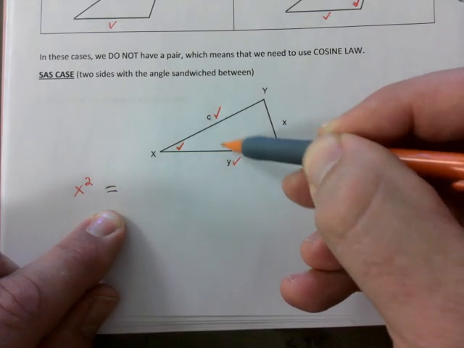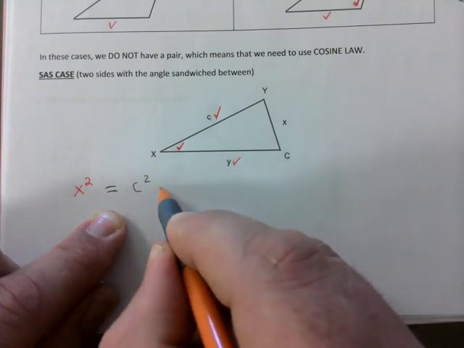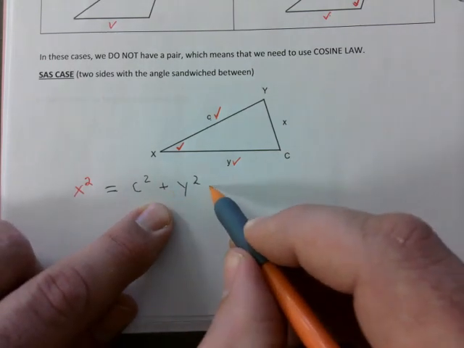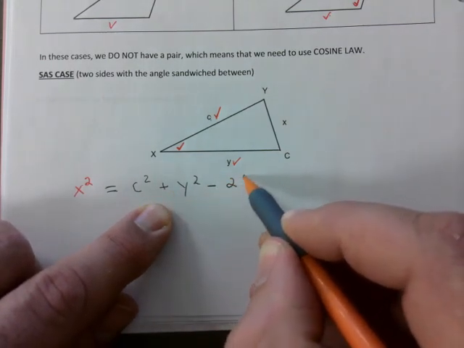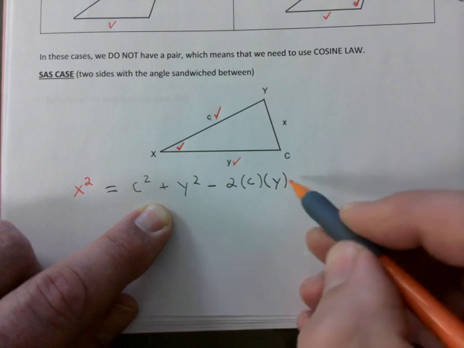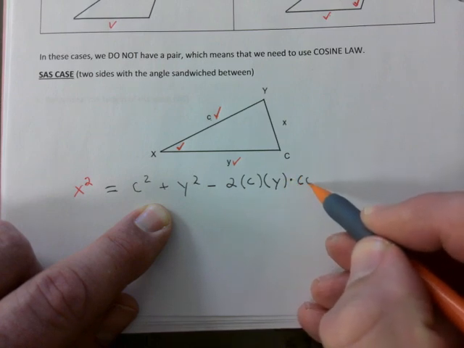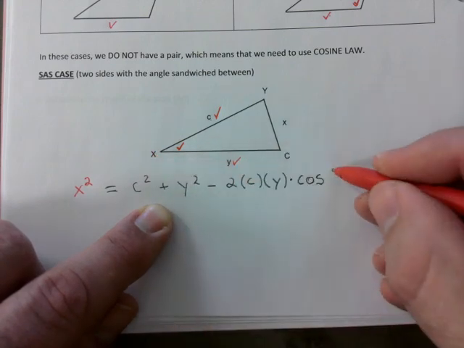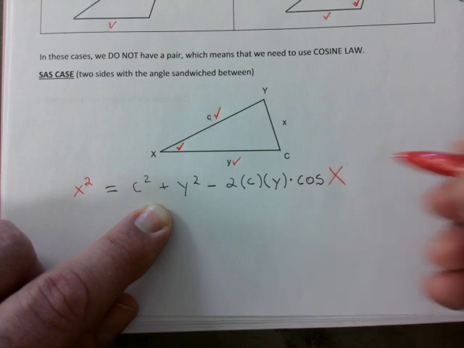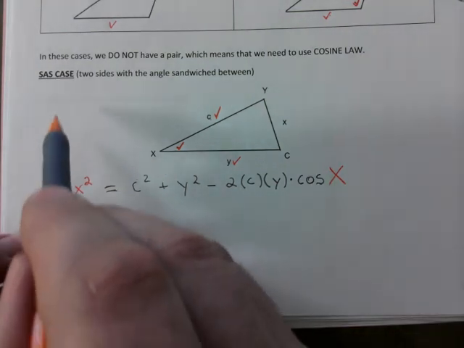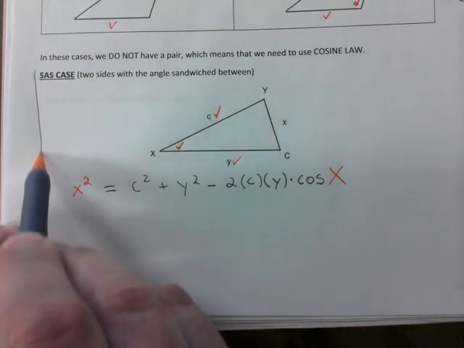So it doesn't matter which order you do them in. C squared plus y squared, make sure you square them, minus 2 times c times y times cosine of angle x. Guess what? Angle x is across from it. That's why I use red as well. That is the formula you would use to solve for x, right? So I will box this in. This is the SAS case.